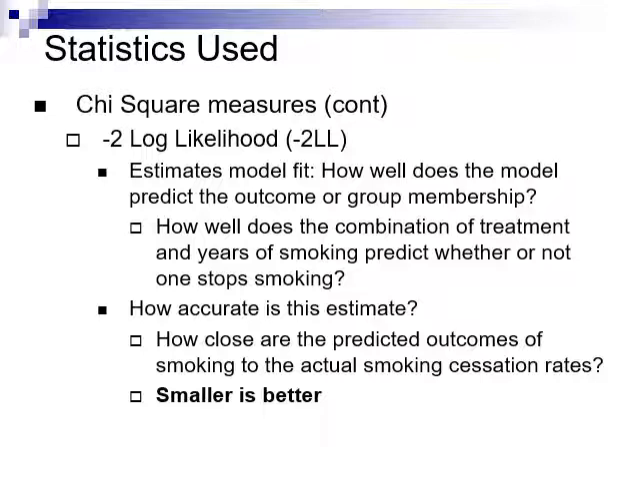-2 log likelihood. So the -2 log likelihood functions the same as any omnibus test that is simply looking at model fit. It's an estimate of model fit. How well does the model predict the outcome or group membership? So how well does the combination of treatment type, years of smoking, and parents' history of smoking predict whether someone is likely to stop smoking or not? How accurate is that estimate? And how close are the predicted outcomes of smoking or not smoking to the actual smoking cessation rates that we have in our data set? Generally speaking, with the -2 log likelihood, the smaller the number, the better.